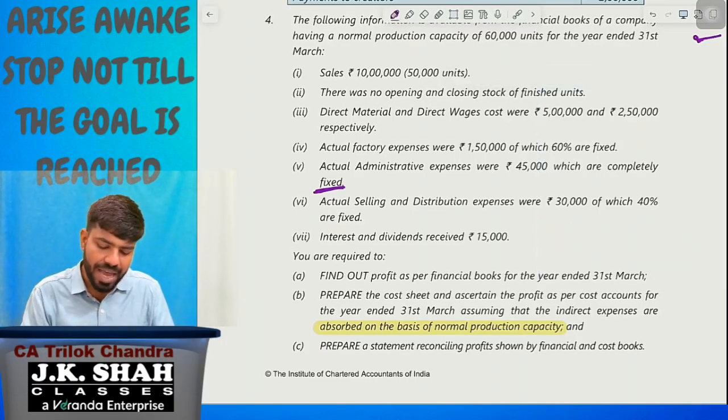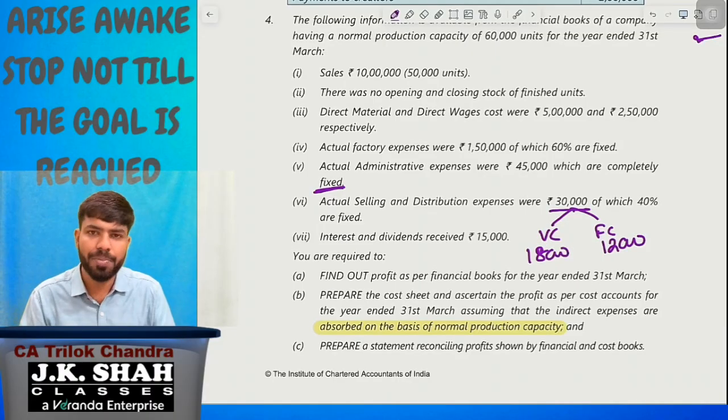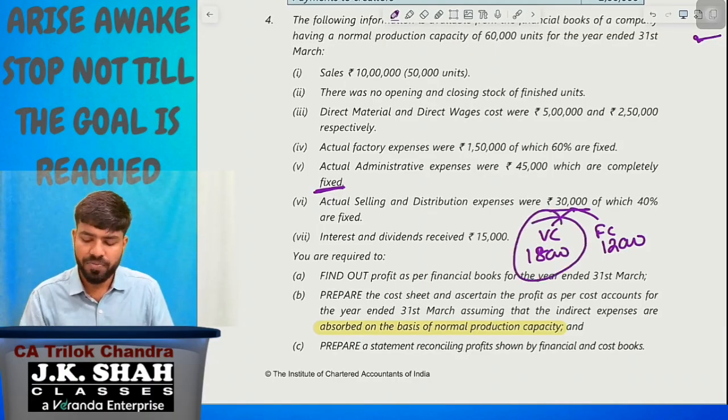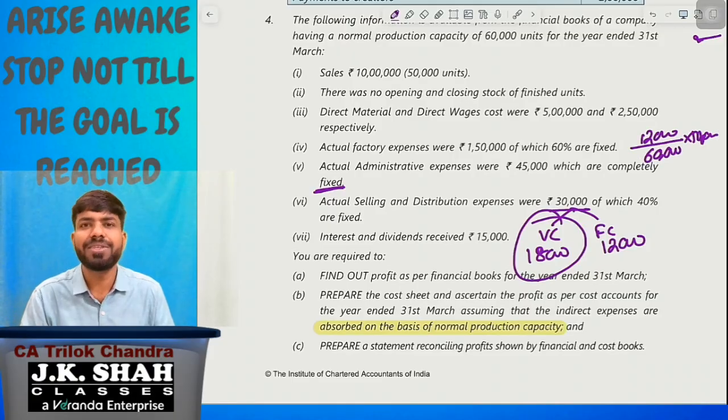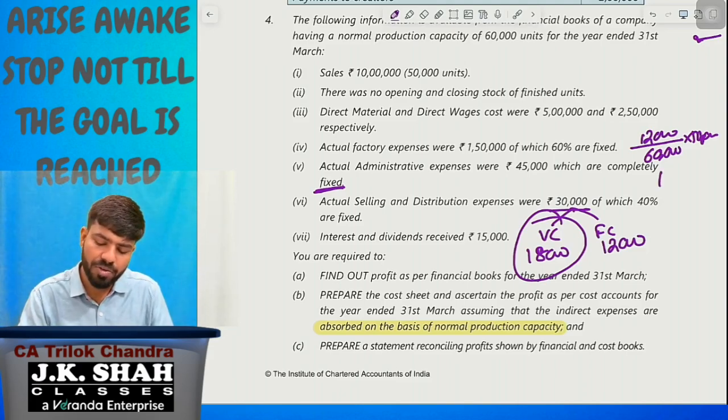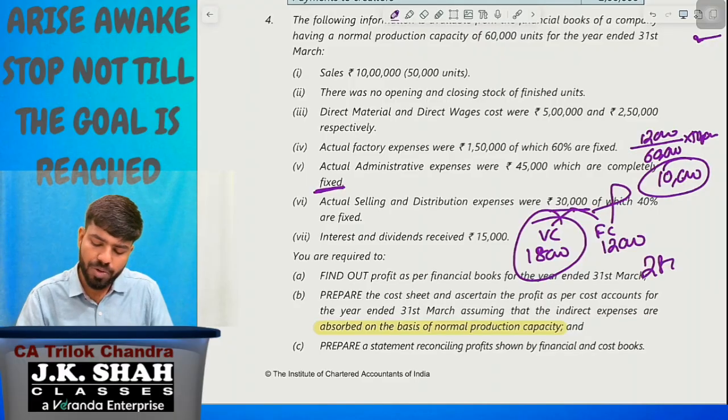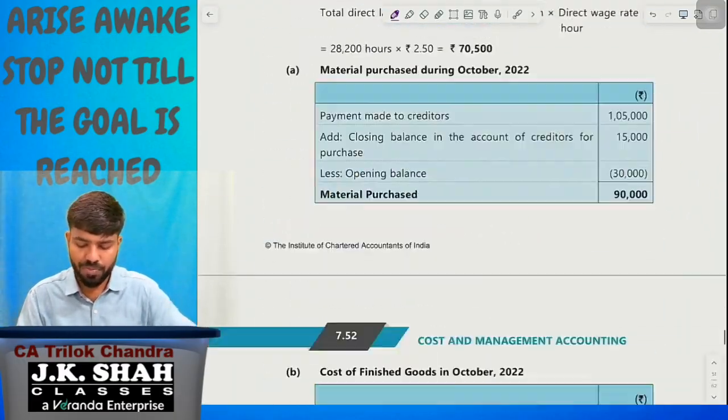Next. Actual selling and distribution expense 30,000. 40% are fixed. So now we need to classify into variable and fixed. 40% means 12,000 is fixed. Balance 18,000 is variable. This will be directly accounted. Fixed 12,000 divided by 60,000 into 50,000. 12,000 divided by 60,000 is 0.2. 0.2 into 50,000 is 10,000. So 10,000 plus 18,000 together comes to 28,000, which would be accounted here.